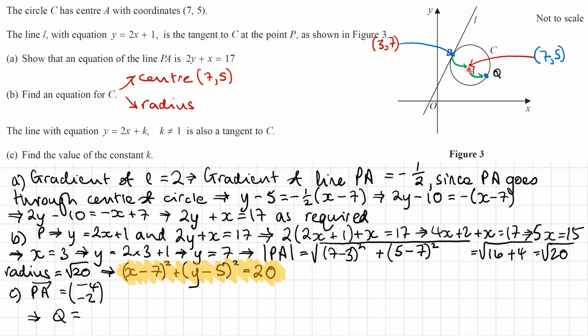Right, so from the center to this point is the same displacement. So 7, the x coordinate displaces by -4, so 7 minus 4, 3. And then the y coordinate displaces from 5, goes down by 2, and that will be 3. Right, let me just correct that. Sorry, I got this first displacement incorrect. So it goes from 3 to 7. Sorry, that goes up by 4, not down by 4.